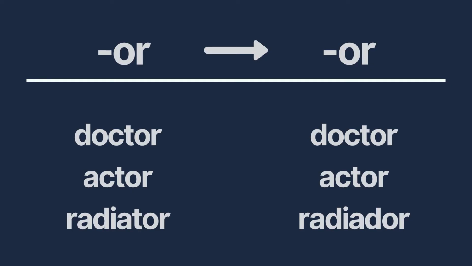Group 18, words that end in OR in English and OR in Spanish. Here's 3 examples. Doctor, doctor. Actor, actor. Radiator, radiador. You notice that there's a slight change in that last one. Oftentimes a T becomes a D in Spanish, so watch out for that.